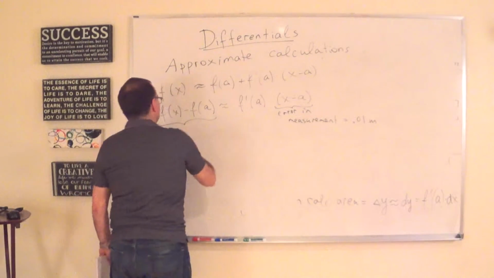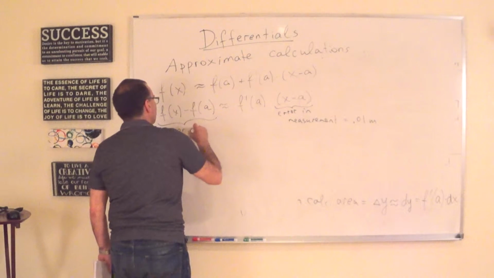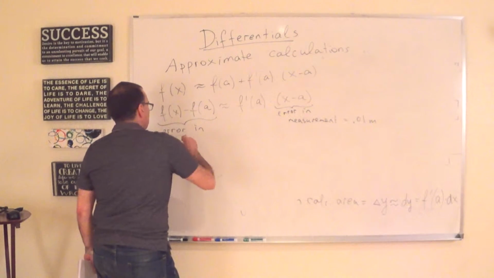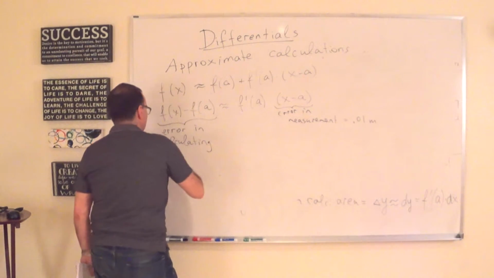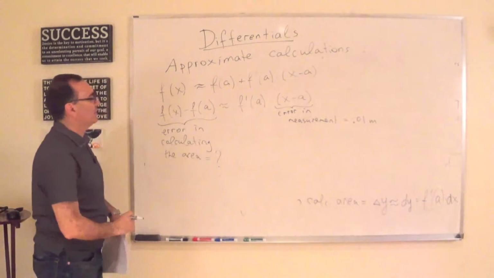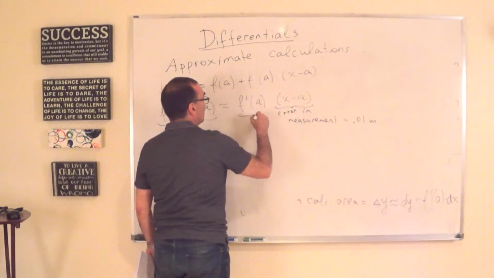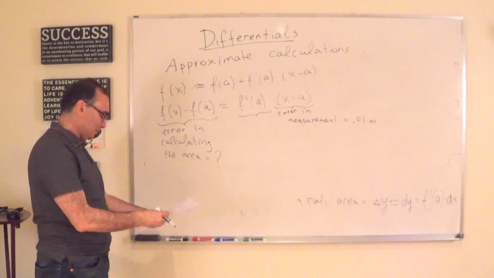This is the error in calculating the area. The error in calculating the area is what we want to find. It's unknown. This is what the problem is asking us to find. So all we need to calculate now is f prime of a. So what is f prime of a?